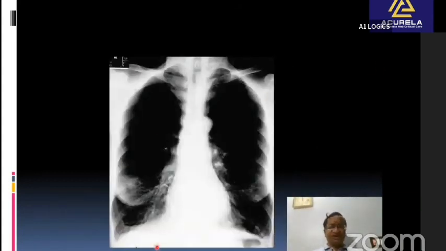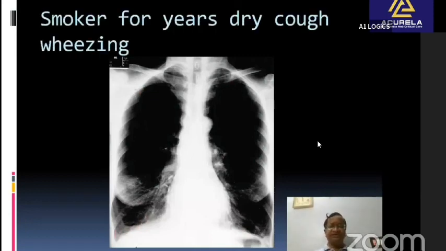Now we can see this is again completely destroyed lungs, this destroyed diaphragm, not proper again. So it is likely to be emphysema. Smoker for years together, dry cough, wheezing.